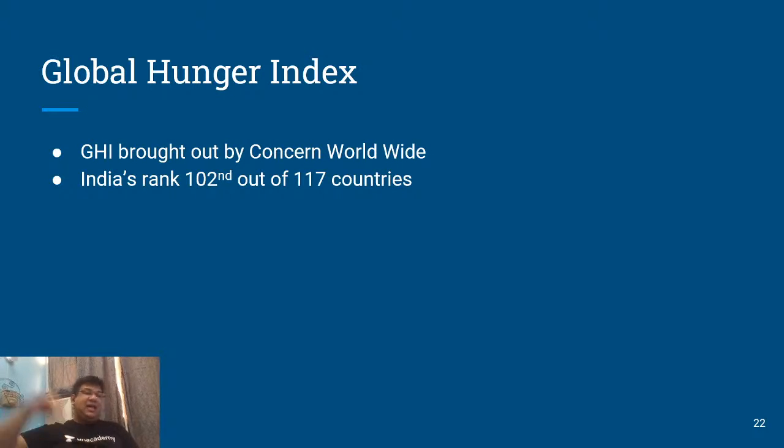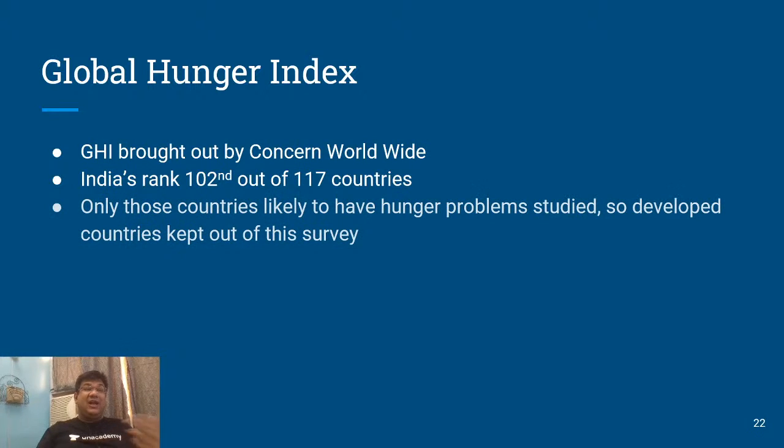So in this index, unlike the other indexes, the developed countries have not even been polled. They have not even been surveyed. Countries like, say, Norway or Sweden or Finland or Australia or New Zealand were not even part of the poll. We have only included countries which are likely to have a lot of hunger. So rank one is important, but please understand, rank one is the country which is best of the ones which have a problem. It's not per se number one. Similarly, the country at the bottom, however, is more important because that reflects the reality. So developed countries were kept out of this survey.